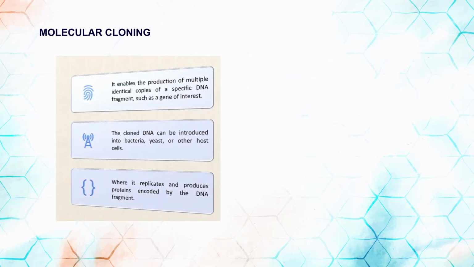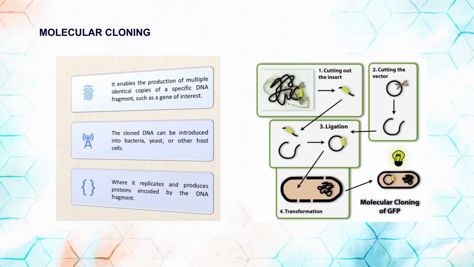So, the third type is known as molecular cloning. This technique, which is widely used in genetic engineering and biotechnology, enables the production of multiple identical copies of a specific DNA fragment, such as a gene of interest. The cloned DNA can be introduced into bacteria, yeast or other host cells, where it replicates and produces the protein encoded by the DNA fragment. Molecular cloning has numerous applications, including the production of recombinant proteins, the study of gene function and the creation of genetically modified organisms.